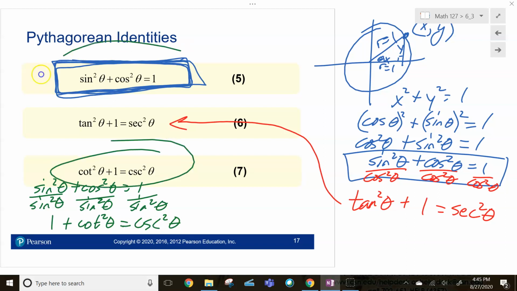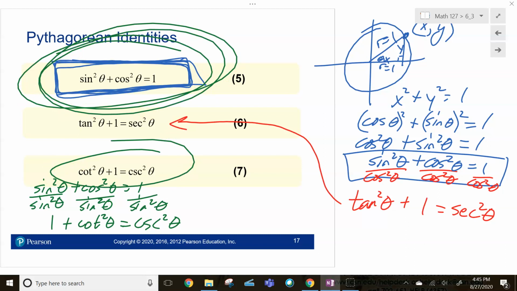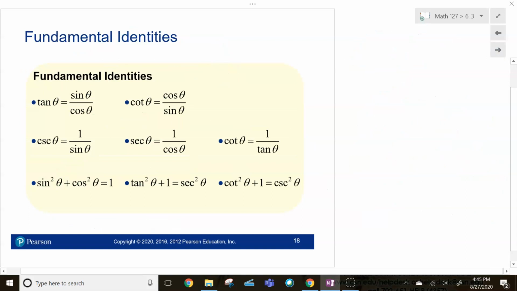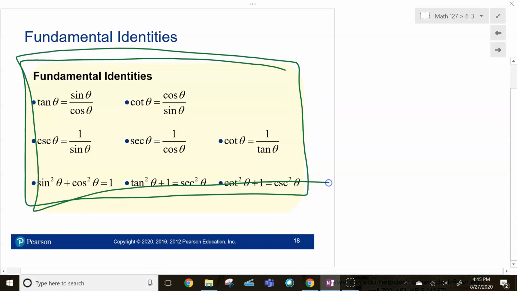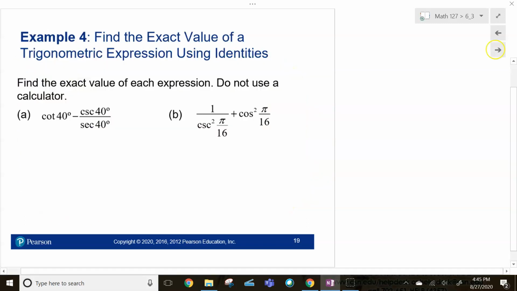All right, so they all stem from that. That's your Pythagorean identity. That's your money formula, I like to call that thing. Do not forget the money formula. Okay, here's those fundamental identities. Fundamental meaning these are your babies. We're going to see these a lot in this course.